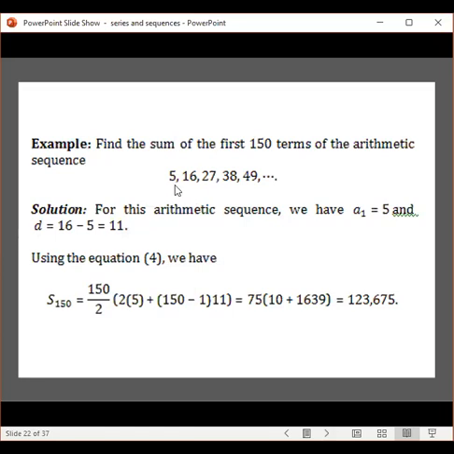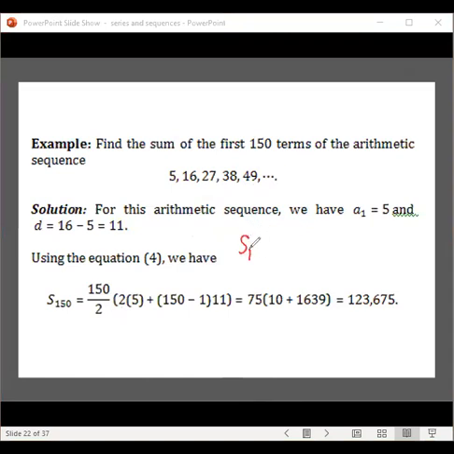So that is 16 minus 5 is 11. 27 minus 16 is 11. 38 minus 27 is 11. So using our equation from earlier, we have here S sub 150 is equal to 150 over 2. This is our n. So n over 2, quantity of 2 times 5. What is 5? That is our a sub 1. And then plus n minus 1 multiplied by d.